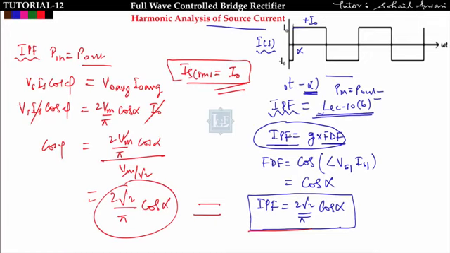So either you can follow input power factor is equal to G into fundamental displacement factor, or you can go through by putting P in equal to P out. You will get the same. Both are the right approach. You can go by any approach.